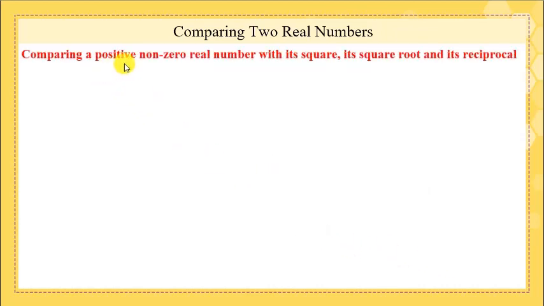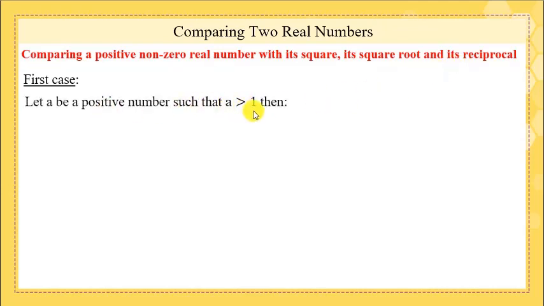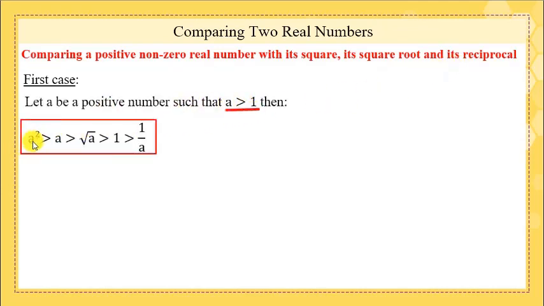Now, comparing a positive non-zero real number with its square, its square root and its reciprocal. First case, if we have a number a greater than 1, then a square is greater than a and radical a is less than a. Also, radical a should be greater than 1 since a is greater than 1. And 1 over a should be less than 1 since a is greater than 1.